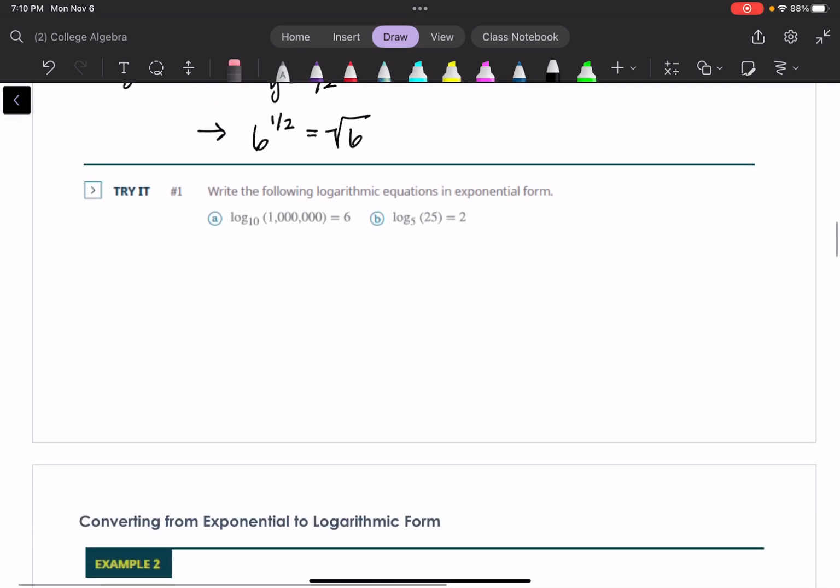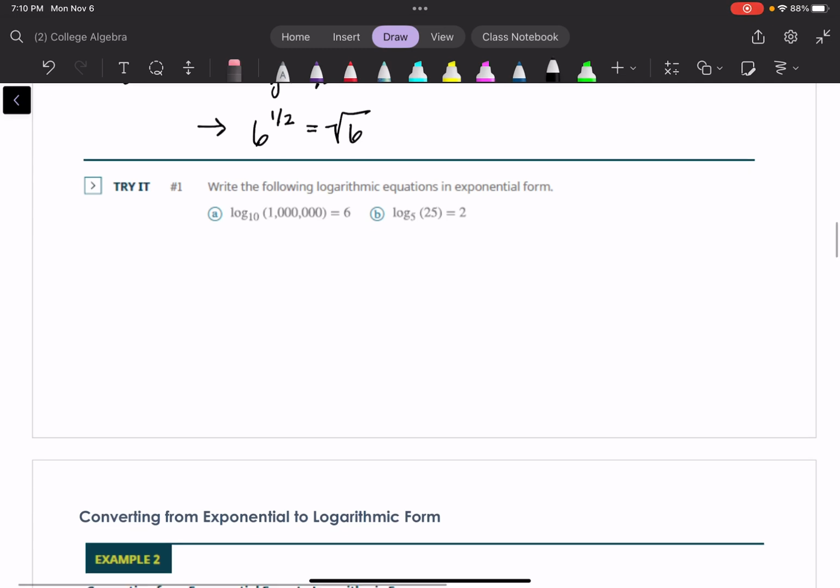If you'd like to try, I encourage you to do that. Pause the video and see how you do. All right, so for A, we're going to have 10 to the 6th power equals 1,000,000.